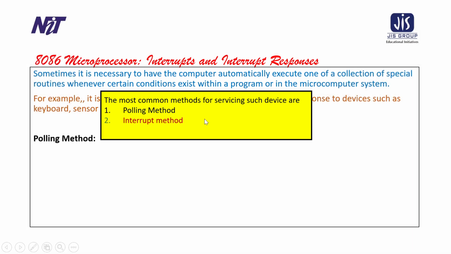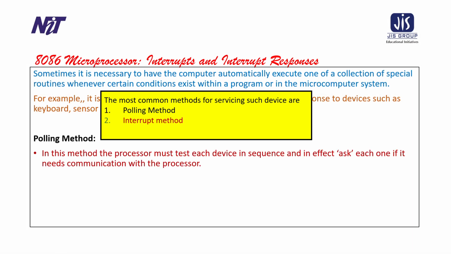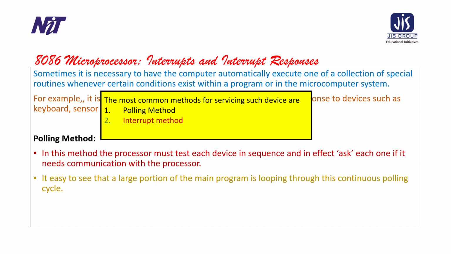First, I explain the polling method. In this method, the processor must test each device in sequence and in effect ask each one if it needs communication with the processor. It is easy to see that a large portion of the main program is looping through this continuous polling cycle. Such a method would have a serious detrimental effect on the system throughput.